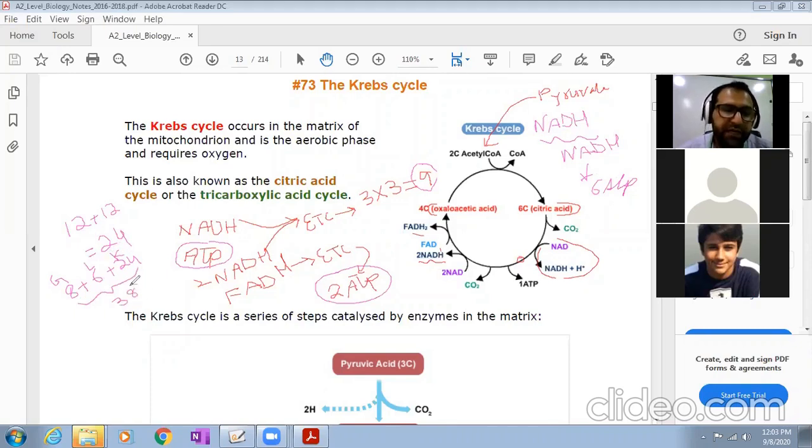So remember, you should be careful. You should know how many ATPs we got by substrate-level phosphorylation and how many we got by oxidative phosphorylation. This is your work, take it as homework: how many we got by substrate-level phosphorylation and how many ATPs we got by oxidative phosphorylation. Okay?